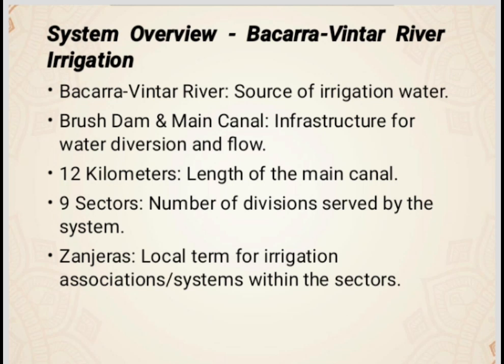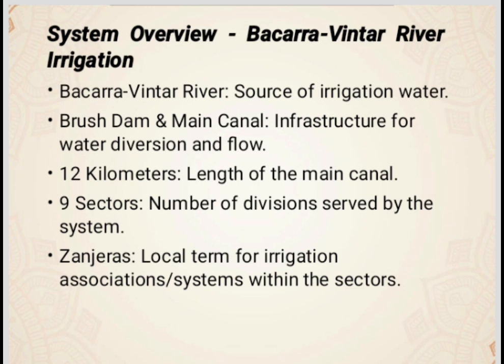So meaning, the overview of the Bacarra-Vintar River irrigation is that the irrigation system is situated along the northern banks of the Bacarra-Vintar River. Water is diverted from the river using a brush dam and then flows through a main canal that extends for 12 kilometers. This system is divided into 9 distinct sectors. It's served by Zanzara, which are essentially local farmer groups or associations responsible for irrigation within their specific area.